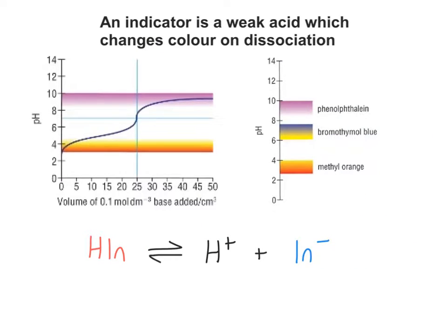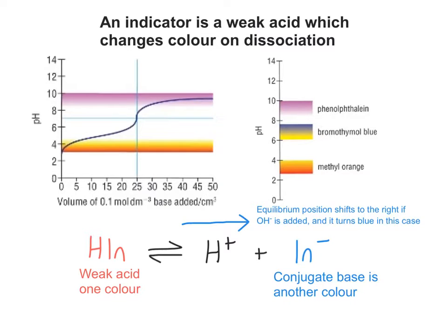An indicator is a weak acid which changes colour on dissociation. And that's because the weak acid itself will be one colour, and when it dissociates and the conjugate base is released, the conjugate base will have another colour. So in this particular instance, if OH- is added, it's going to react with the hydrogen ions and drive the position of the equilibrium to the right. So therefore the mixture will turn blue as the conjugate base is released.